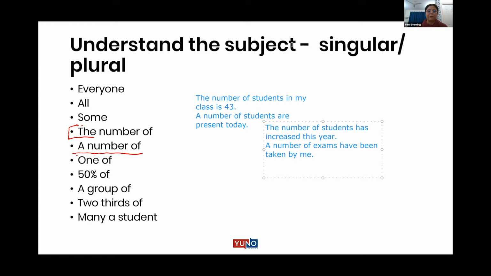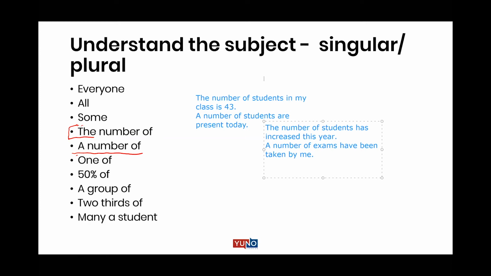A number of children are playing. So that is correct. Yes, Ramya? A number is plural, the number is singular, ma'am. Correct. So the number of students who have given me the correct answer today, can I say are less? No. So the number of students who have given me the correct answer today is less. The number is less.